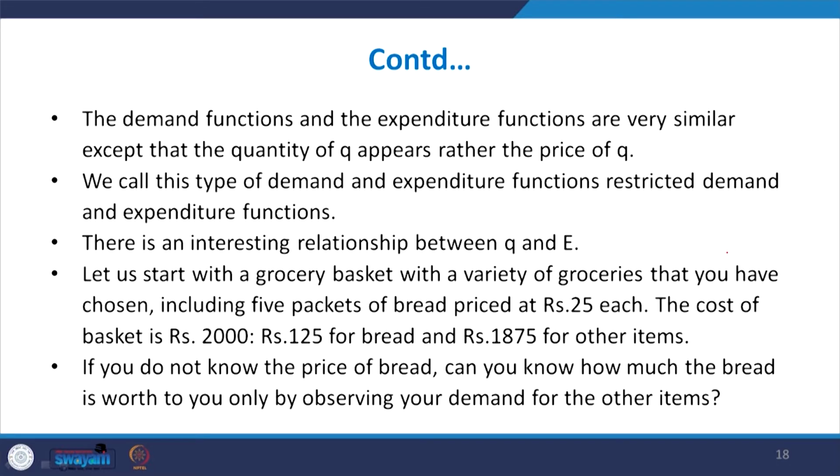In this case, we are not taking PQ, we are taking only the quantity of Q. So, we call this type of demand and expenditure functions restricted demand and expenditure functions. Why are they restricted? Because we do not have the price of the environmental product, only the quantity or quality of the environmental product is there. There is an interesting relationship between Q and E.